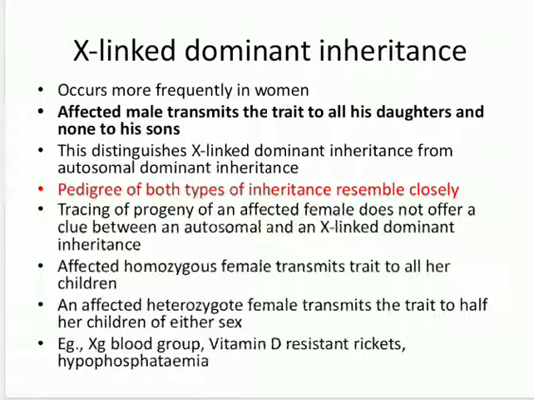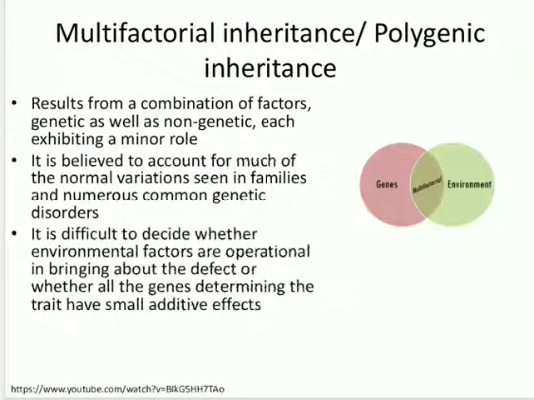This is more important. This distinguishes X-linked dominant inheritance from autosomal dominant inheritance, and if the female is homozygous, she will transmit the trait to all her children. If the female is heterozygous, she will transmit the trait to half of her children. Examples: XG blood group, vitamin D resistant rickets and hypophosphatemia.